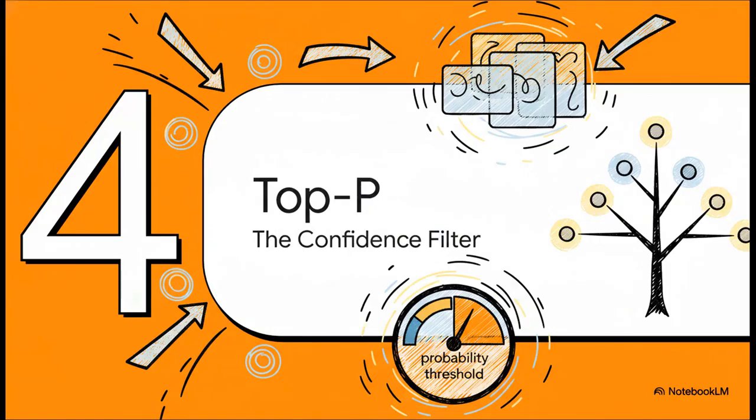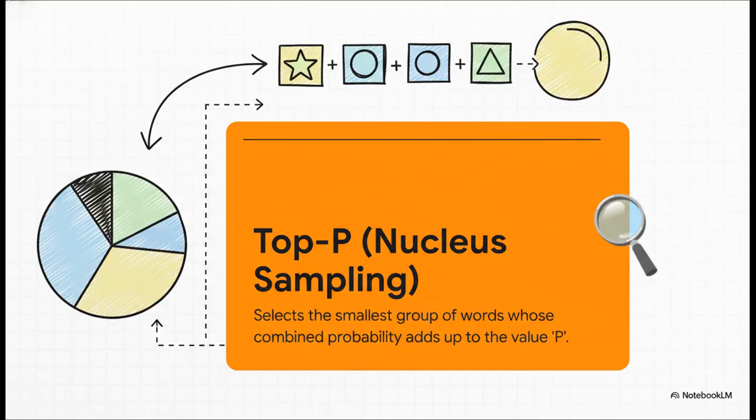And that brings us to our third and final parameter, top P. You might also hear this called nucleus sampling. And the name kind of makes sense because it creates a nucleus of the most likely words. This is another way to filter the choices, but instead of using a fixed count like top K, it uses a dynamic probability threshold.